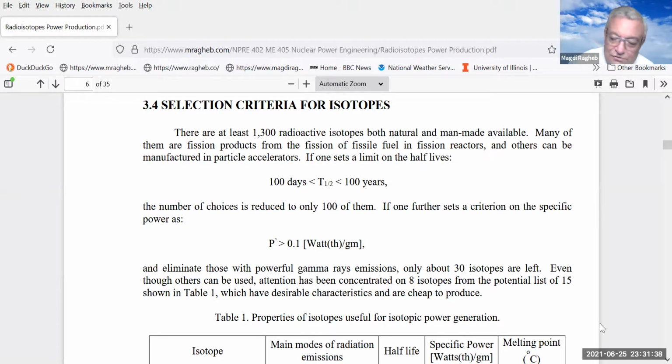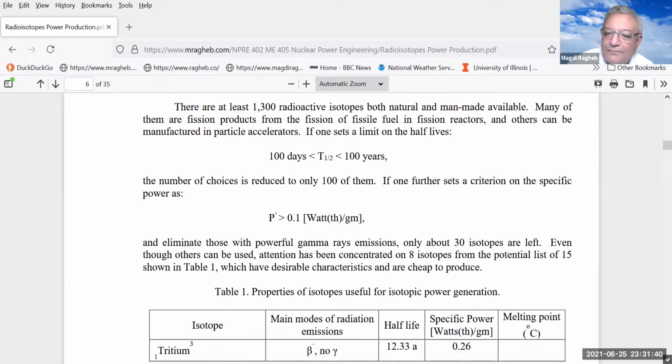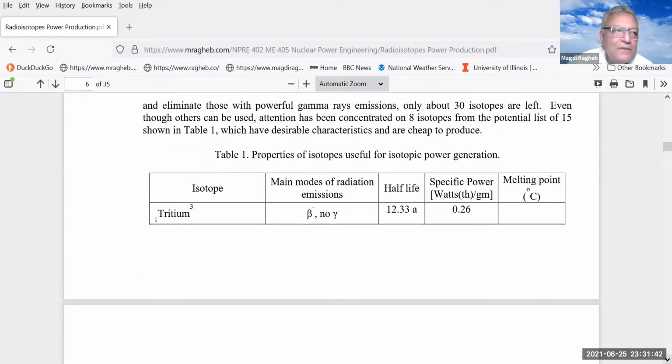And you can choose among them and come up with very interesting designs in our future in nanotechnology and in MEMS-type devices, microelectromechanical systems. That is something, an active field of research. That's why I'm covering that chapter and bringing it to your attention. If we have 30 isotopes left, the attention has concentrated on only 8 isotopes.